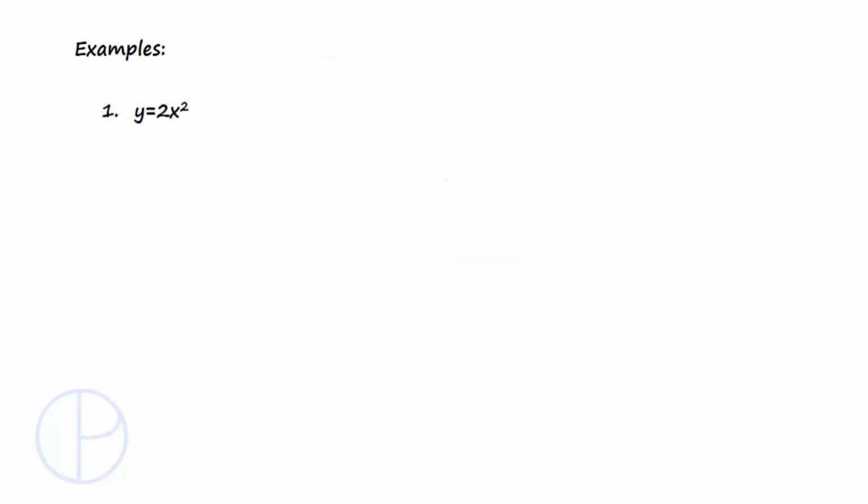Suppose y is equal to 2x square. Then what is dy by dx? 2 multiplied by the power of x is 2 multiplied by x power 2 minus 1, so 4x. Suppose y is equal to 3x. So dy by dx is just 3.